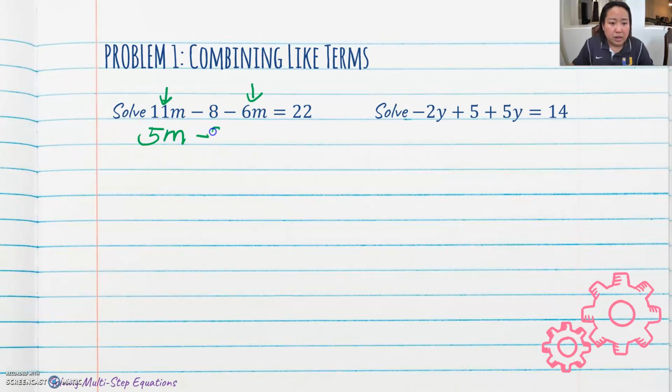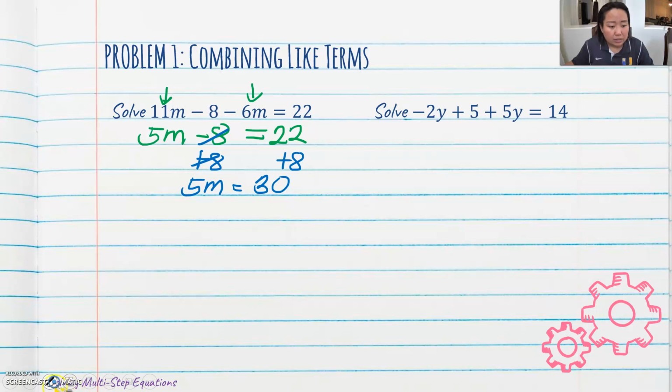And then you have your negative 8 on the left side, and on the right side we still have our 22. Our goal, as usual, is to isolate our variable. The first thing that needs to go would be negative 8. So we need to add 8. That's now a 0. On the 22, we also have to add our 8. Our left side now is simply 5m. And on our right side, you have 22 and 8 together. That's a total of 30.